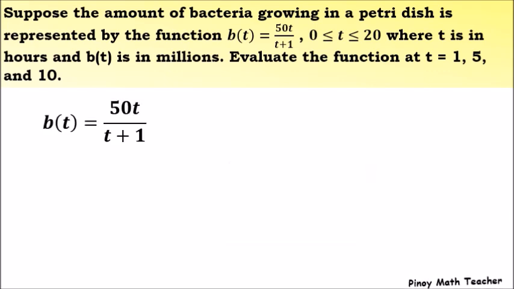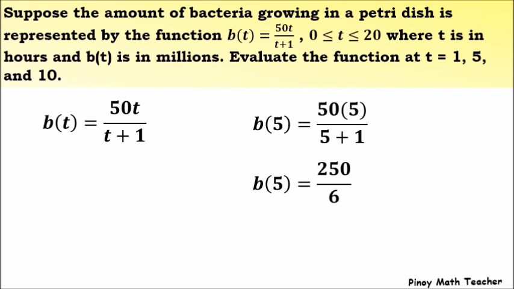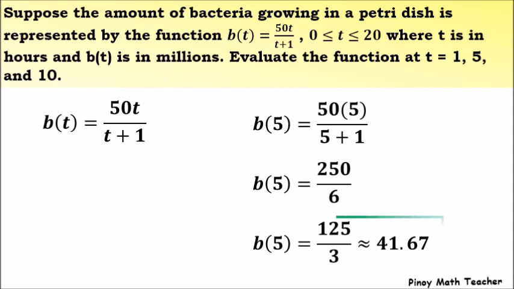I-evaluate naman natin yung function at t equals 5. So, replace natin yung t ng 5. Okay, so b of 5 equals 50 times 5 over 5 plus 1. So, we have 250 over 6, or in lowest terms, that is 125 over 3. That is approximately equal to 41.67. So, 41.67 million yung bakterya sa petri dish after 5 hours.